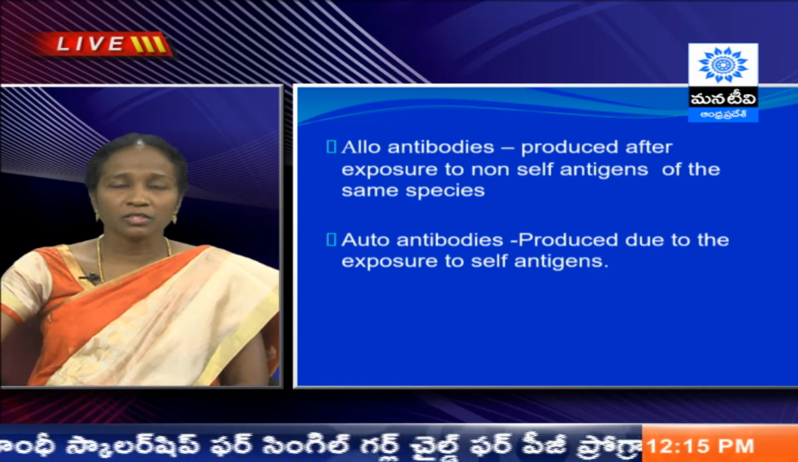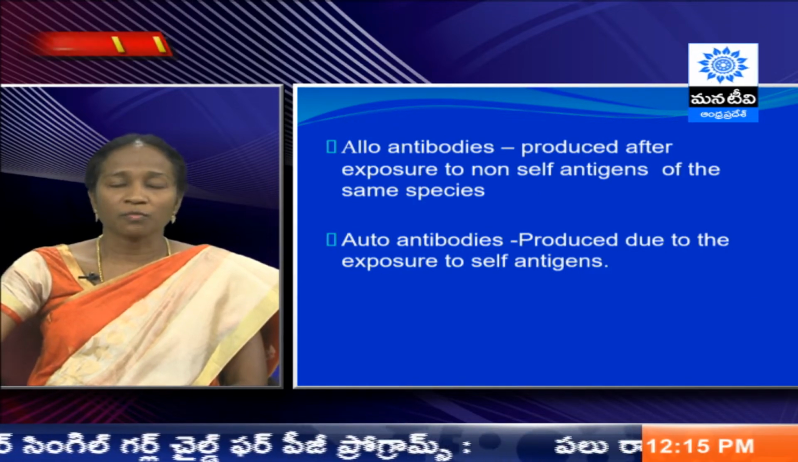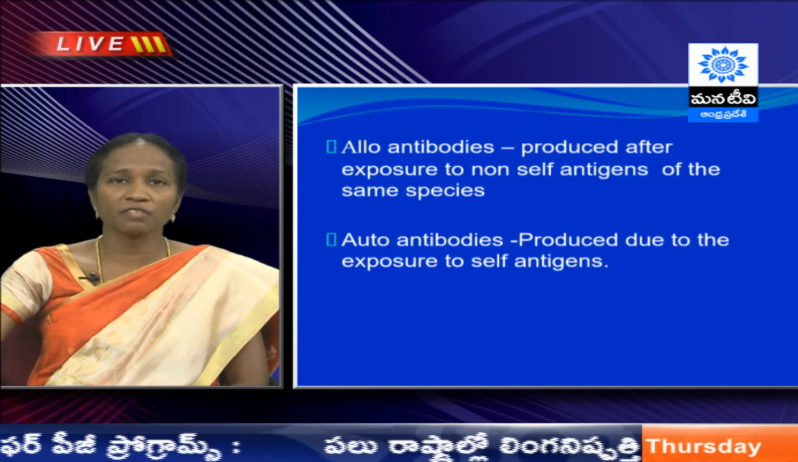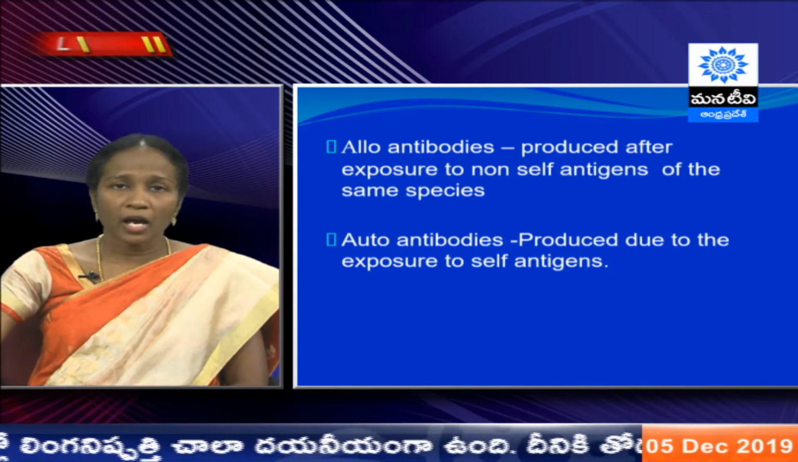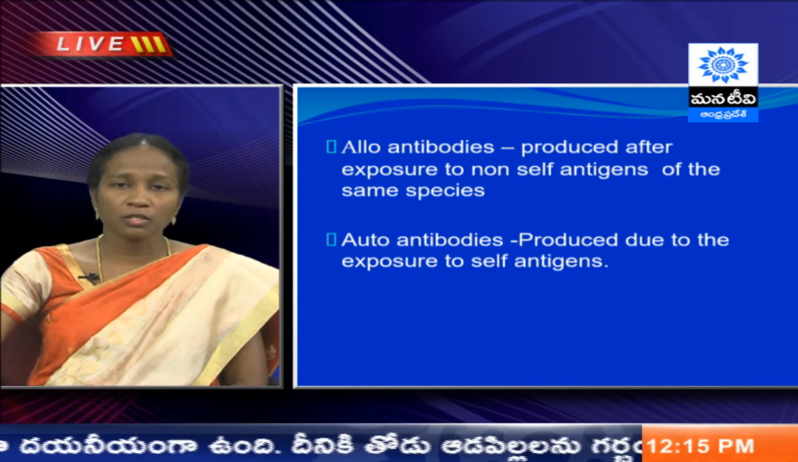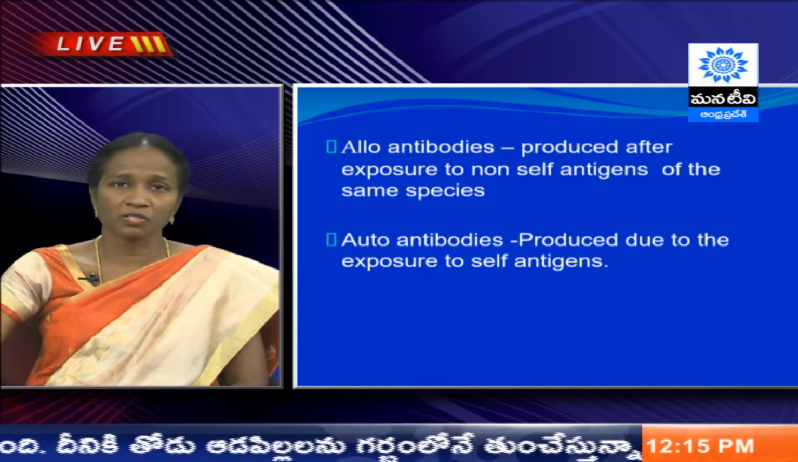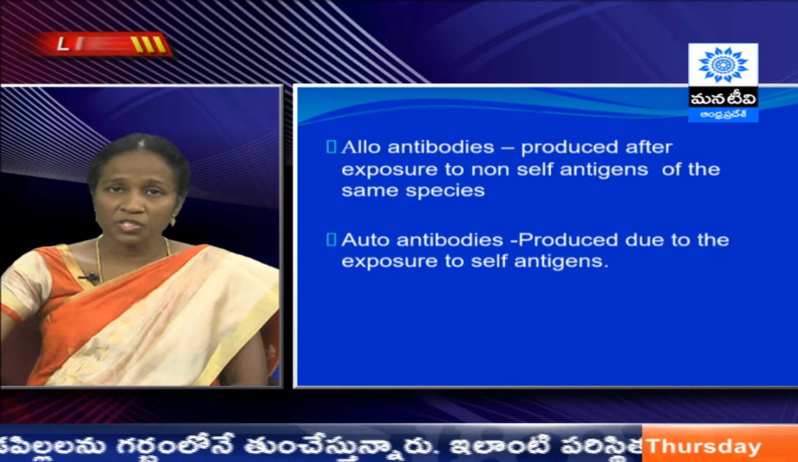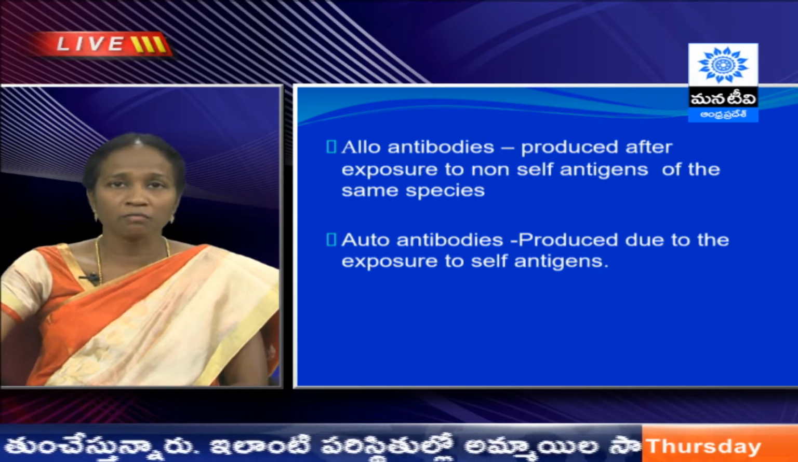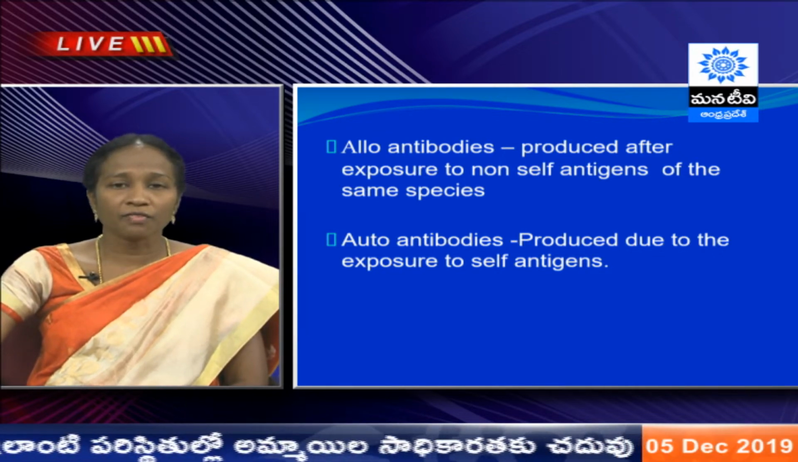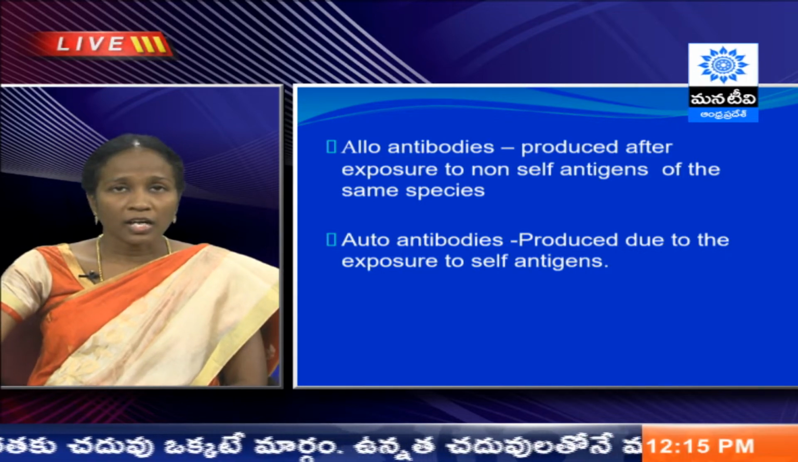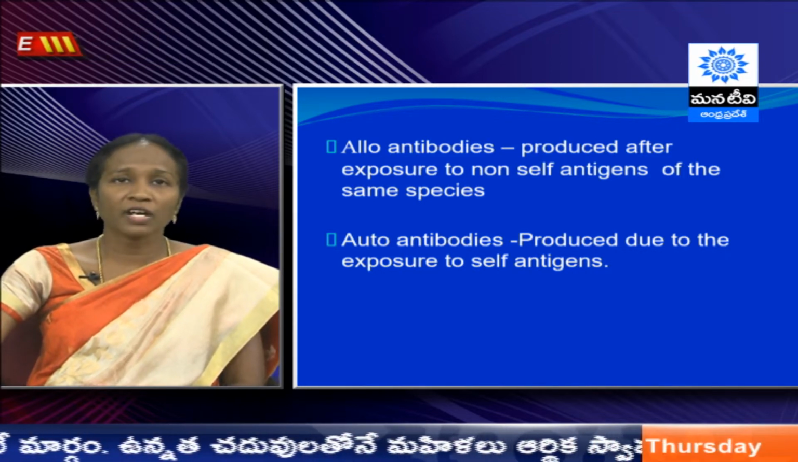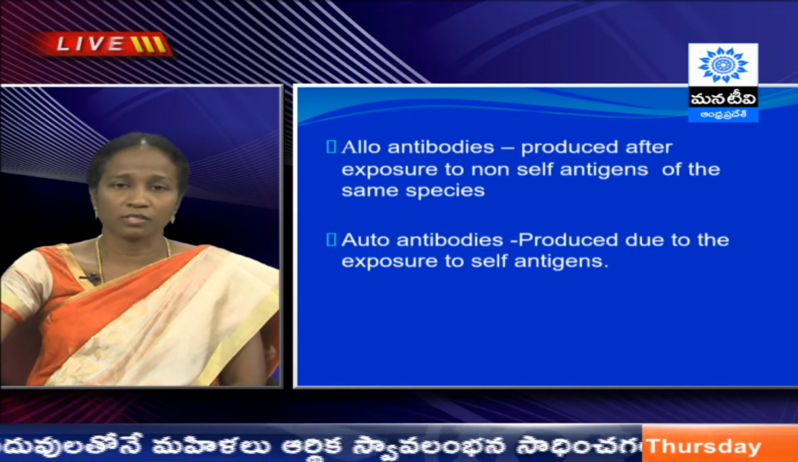Next, coming to the different types of antibodies and the terminology given to them. Allo antibodies are produced after exposure to the non-self antigens of the same species, that is, they belong to the same species, but they do not belong to the same individual. So, they are called non-self antigens. The antibodies which respond to these non-self antigens are called allo antibodies.